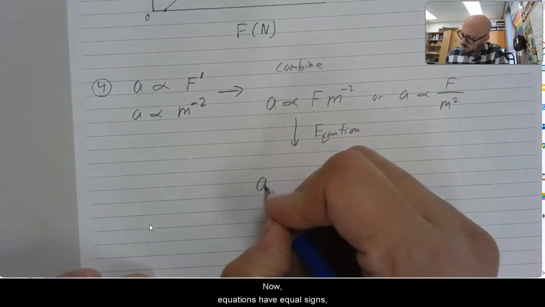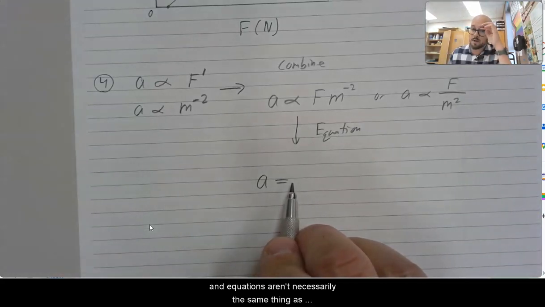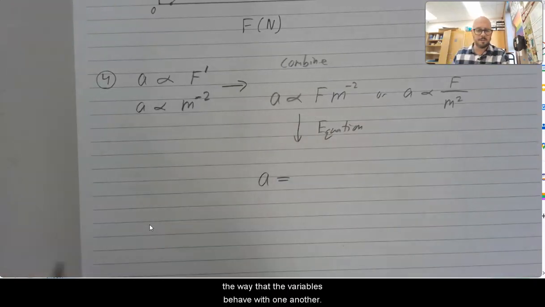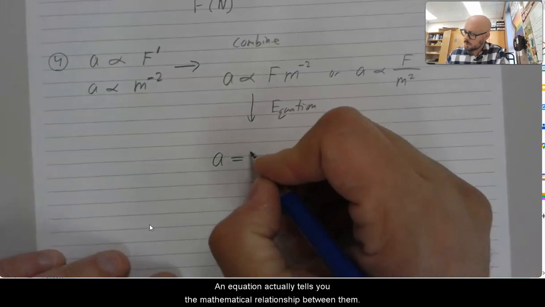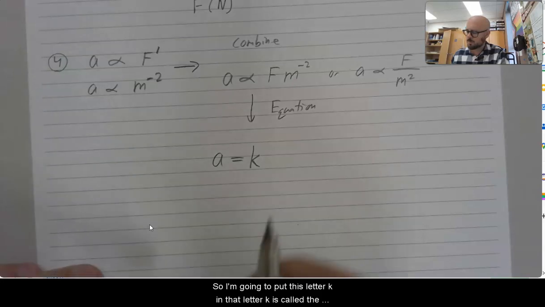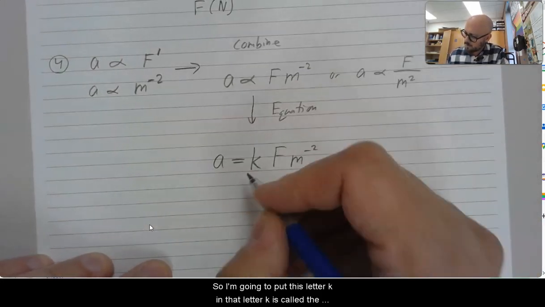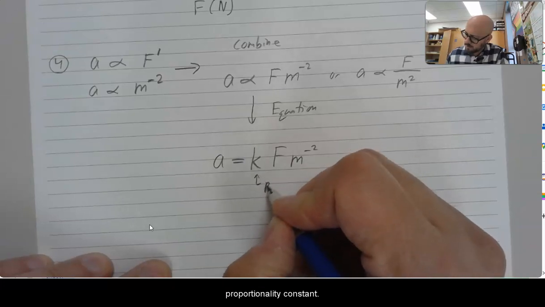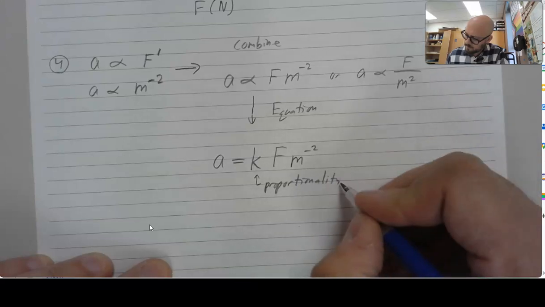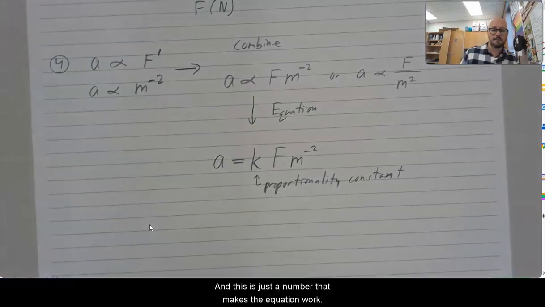Now, equations have equal signs, and equations aren't necessarily the same thing as proportionalities. A proportionality tells you the way that the variables behave with one another. An equation actually tells you the mathematical relationship between them. So I'm going to put this letter K in. That letter K is called the proportionality constant, and this is just a number that makes the equation work.